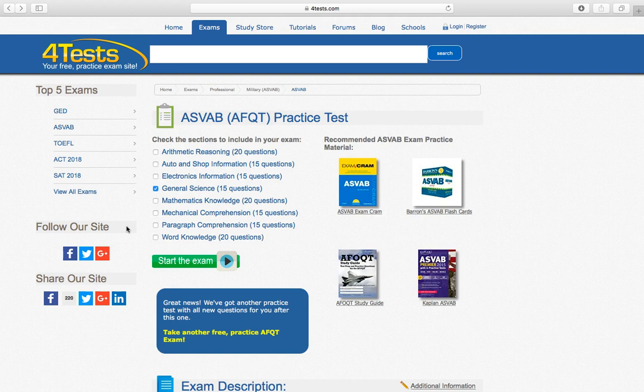Before we get started with this one, I'm going to make sure you guys realize your actual ASVAB score is made up of only 4 categories. That's arithmetic reasoning, math knowledge, paragraph comprehension, and word knowledge. So those 4 categories make up your ASVAB score. How you do in any of these other categories, like today we're going to do general science, but also auto and shop information, electronics information, mechanical comprehension, those all help you qualify for jobs.